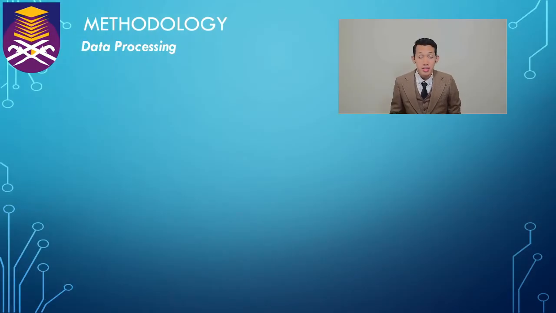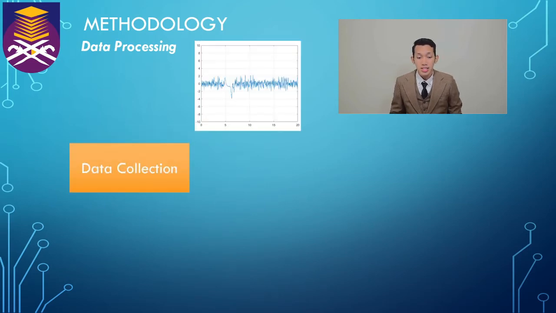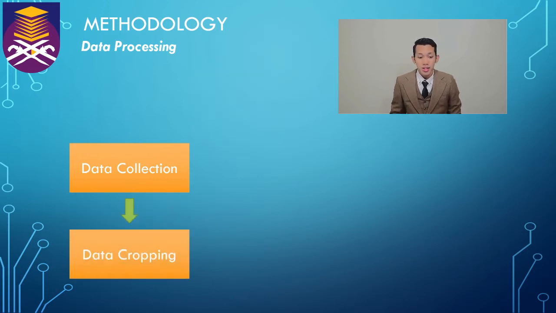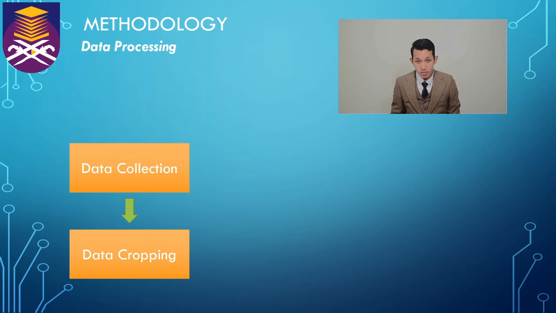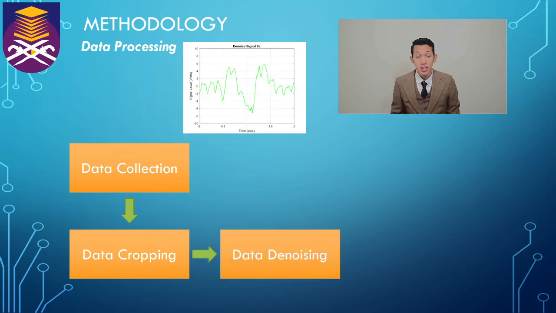My last methodology is data processing. First is data collection, where the data is collected at three different places. The data is collected as raw data in the time domain for 20 seconds. Next is data cropping, where the data is cropped to only the Doppler signature. The third is data denoising, which reduces the unwanted signal.